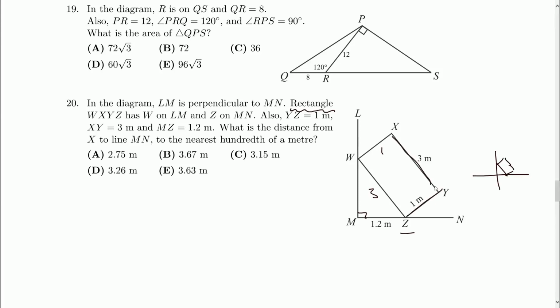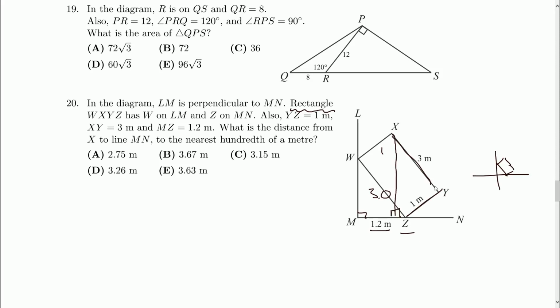And so I notice we've got a 1.2 here, so this might be a 3.0. And is there some sort of triangle that I recognize there? Well, they both are multiples of 6. This is 2 times 6, and this is 5 times 6. So it looks like there's going to be right angle triangles, but maybe not good ones. So maybe we won't actually need that. Anyways, MZ is 1.2. What is the distance from X to line MN?